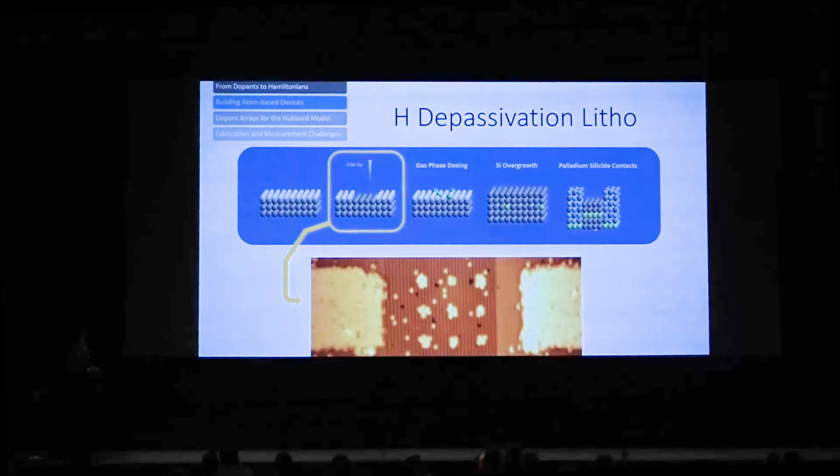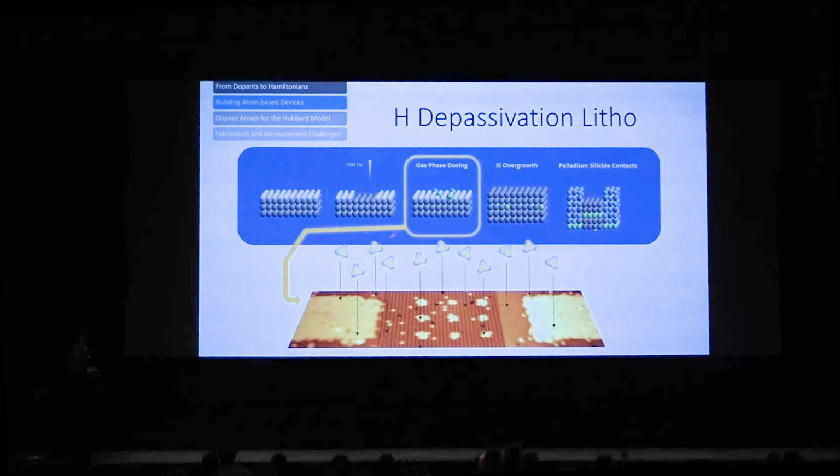What we can do next is leak in phosphine gas, which is a phosphorus atom with 3 hydrogen atoms. It's a highly toxic gas, so just be careful if you try to do this at home later. We've got a lot of safety measures in place so that we're not particularly worried about it.